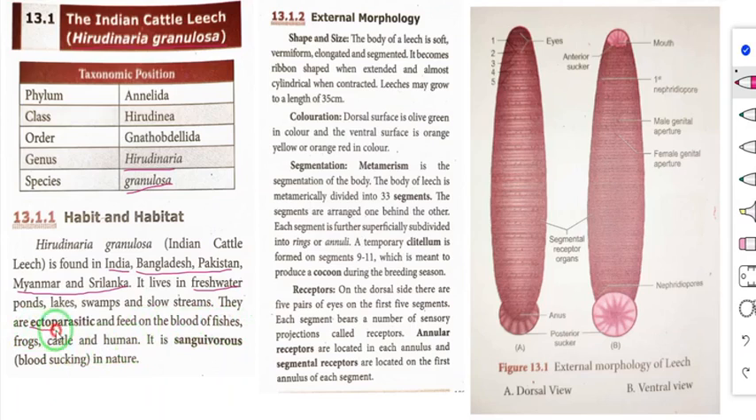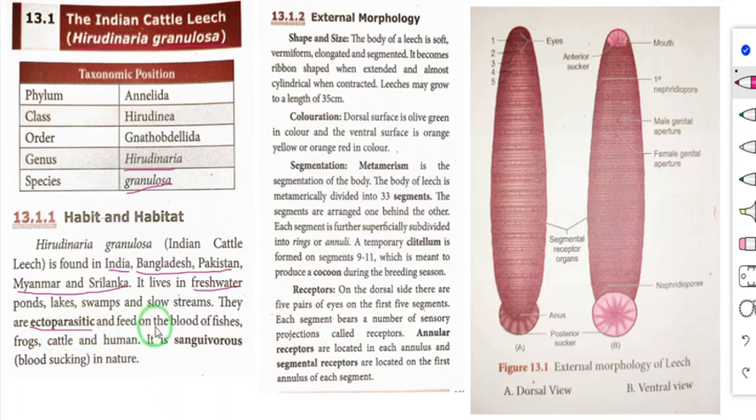So these leeches are ectoparasites. You know endoparasite and ectoparasite. Endoparasite means they are present inside of the body. Ecto means what? It is present outside of the body. You know head lice, mosquitoes. So these are ectoparasites present outside of the body. This leech is also an ectoparasite.